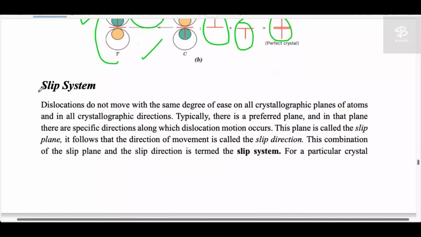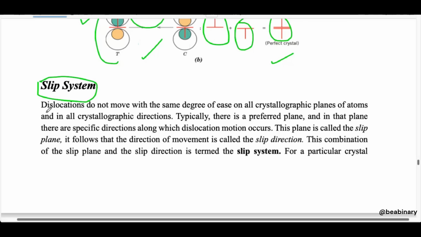Now come to the slip system. Till now we have discussed what a slip is, what a slip plane is, and what slip directions are. Okay, what is a slip system? The slip system is just a combination of these two. The slip plane and slip direction combined together is known as your slip system.